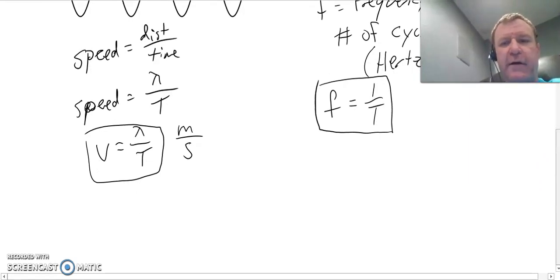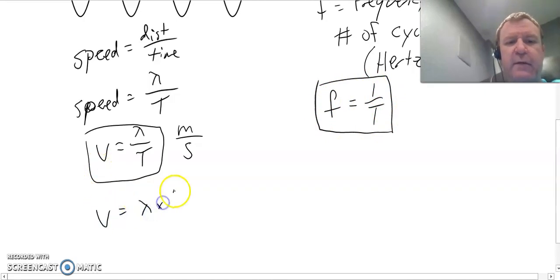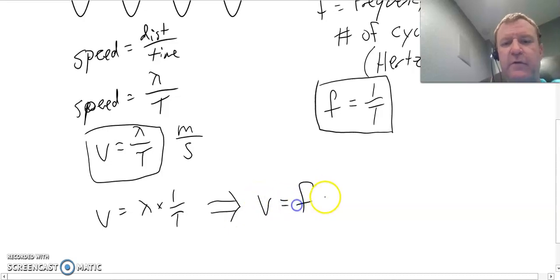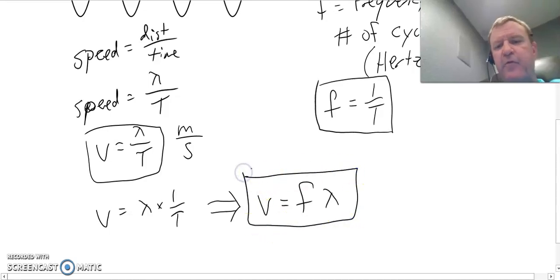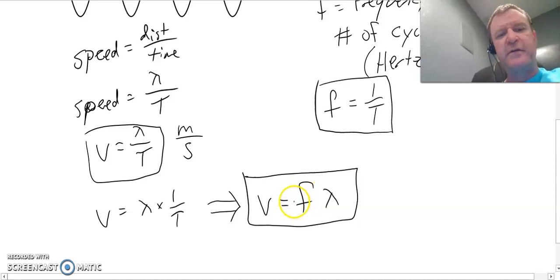Okay, so you all got it, right? Well, remember, frequency is 1 over period. We could rewrite this equation, V equals wavelength times 1 over period. Well, 1 over period is frequency. So then that gives us V equals frequency times wavelength. Okay, this is the most common form of the wave equation you're going to see.